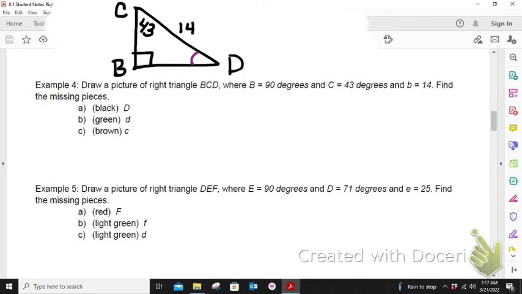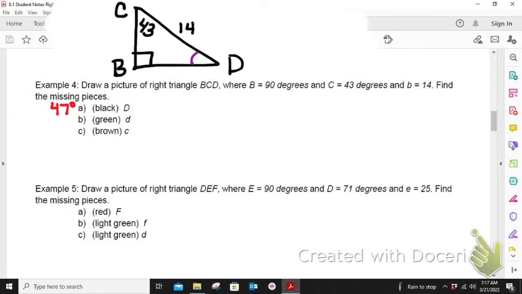So what did you get for angle D? Who got 47 degrees? Okay, good. So that's the measure of angle D, because you take 180 minus 90 minus 43. So I know that this is 47 degrees. So that's the answer to part A. But I only like to use the information that they gave me. So I'm not going to use that 47 because I don't have to.